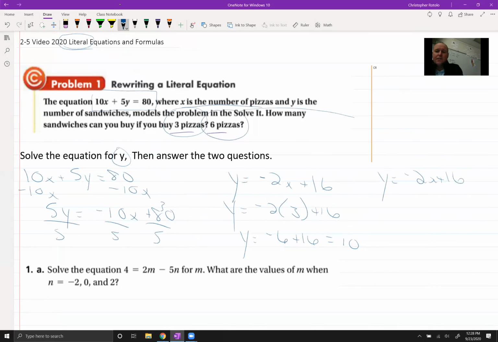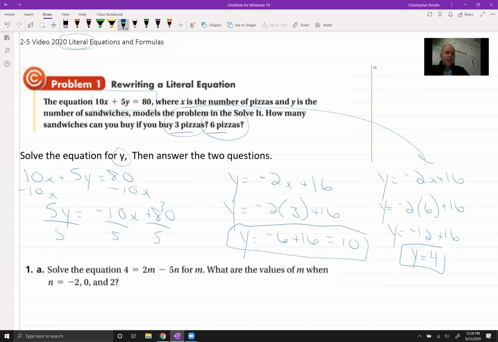Well, what if I want to get 6 pizzas? That means y equals negative 2 times 6 plus 16. y equals negative 12 plus 16. Well, that means I can only get 4 sandwiches if we get 6 pizzas. So the upfront work of solving for y makes solving the other two a lot easier, because I didn't have to rearrange the equation each and every time. So that's why we work with literal equations.